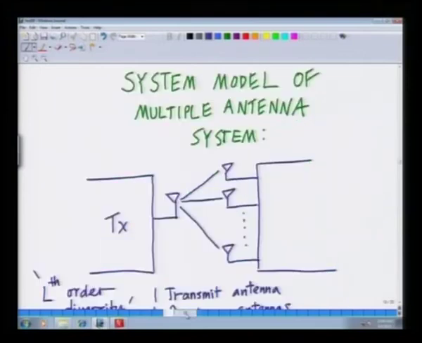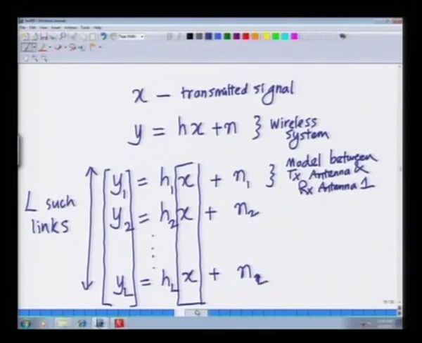And we started analyzing a system with receive antenna diversity. We said we have 1 transmit antenna and L receive antennas. So, that system can be represented as Y1 equals H1x plus N1, that is the signal received at receive antenna 1 is H1, which is the coefficient between transmit antenna and receive antenna 1, times x, which is the transmitted signal, plus N1, which is the noise at receive antenna 1. Similarly, Y2 equals H2x plus N2, so on and so forth until YL equals HLx plus NL.